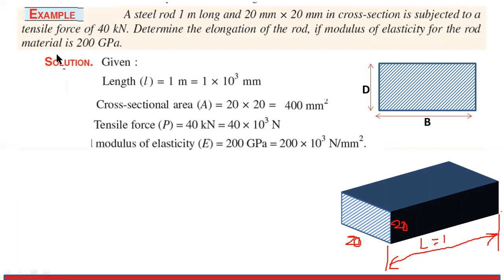The load acting on this bar is also given, that is 40 kilonewtons, that is P. Tensile force is given, P equal to 40 kilonewtons. Here 1 kilonewton equals 1000 newtons, so 40 into 10 power 3 newtons. This is the total load acting on the bar.